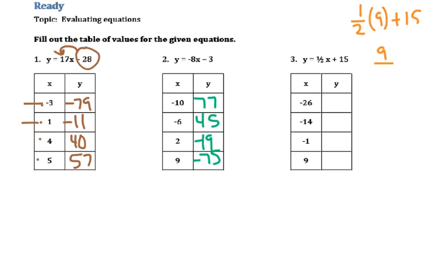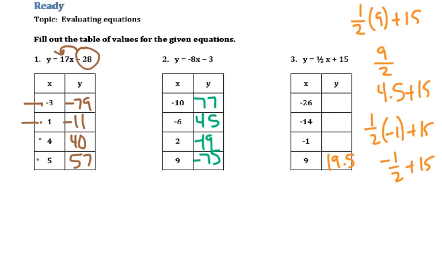So looking at number 3, we go 1/2 times 9 plus 15. Well, 1/2 times 9 would be 9/2, or 4.5, plus 15 would be 19.5. If I did negative 1, that would give us negative 1/2 plus 15, which would give us 14.5.